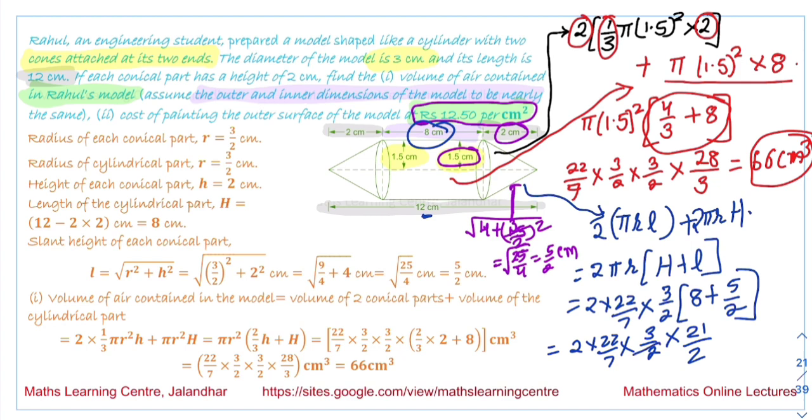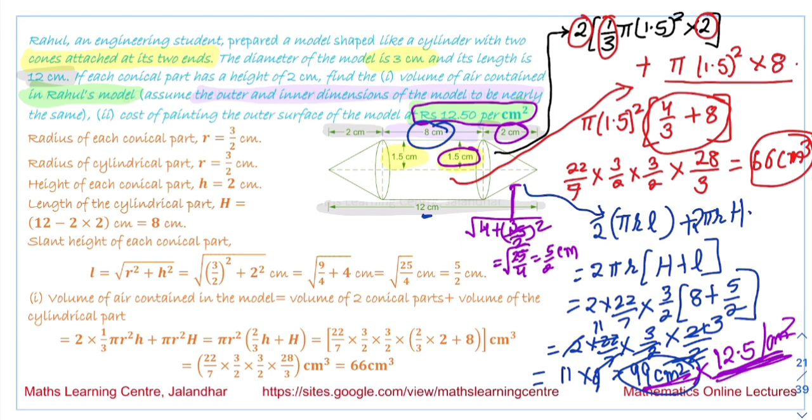On solving, the 2 gets cancelled, it is 3 over here, and this is 11 over here. So it is 11 into 9, that is equal to 99 centimeter square. So this is the total surface area of this solid, and the cost is given to be rupees 12.5 per centimeter square. This much centimeter square is the total surface area of this solid, the outer surface area we are talking about. This is the cost per square centimeter.